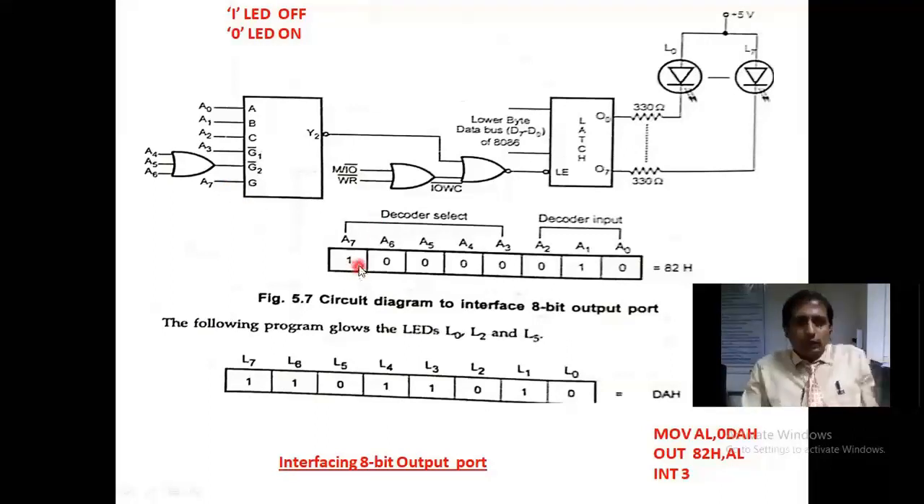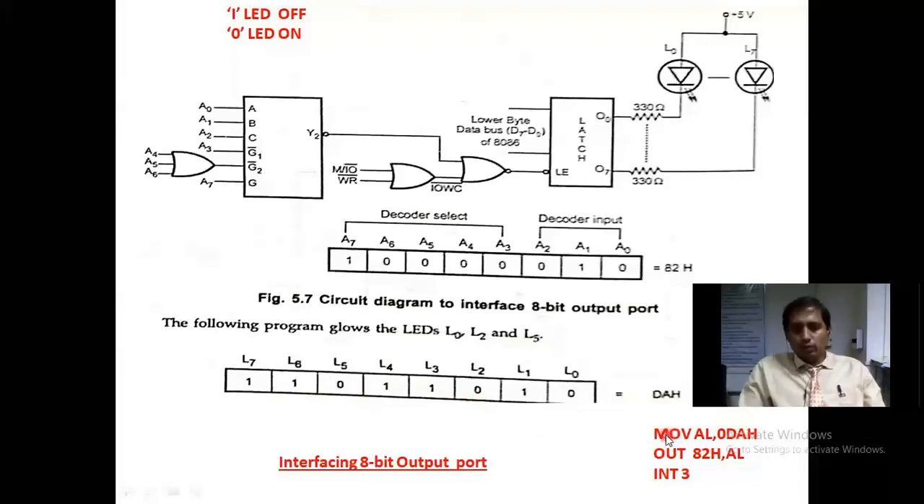Okay, so now let us see one program here. Our aim is that the following program glows the LEDs L0, L2 and L5. So what is our aim? We should glow L0, L2 and L5. In order to glow L0, as already mentioned, if you glow any LED, the corresponding bit should be 0. So L0 must be 0, L2 also I need to glow, so that should be 0, and L5 also glows, so that should be 0. Remaining all are ones, then those LEDs are off. What is the equivalent hexa here? DAH. If you send DAH data to the output port, nothing but the latch, accordingly the latch will enable the L0, L2 and L5 LEDs and disable the remaining LEDs, nothing but off the remaining LEDs.